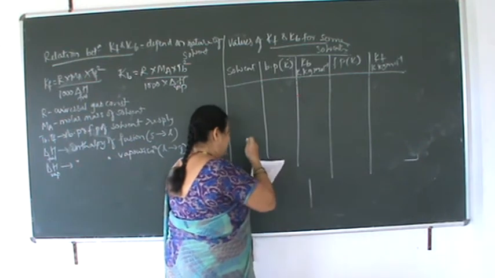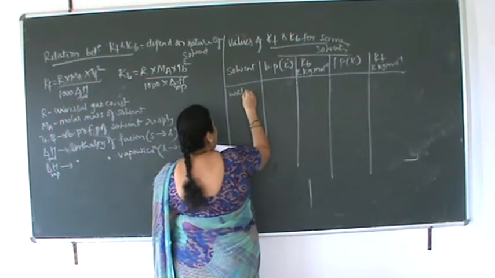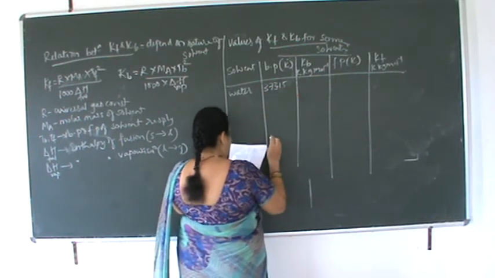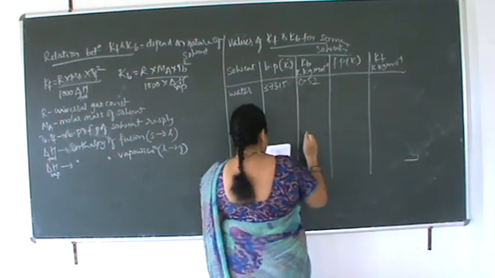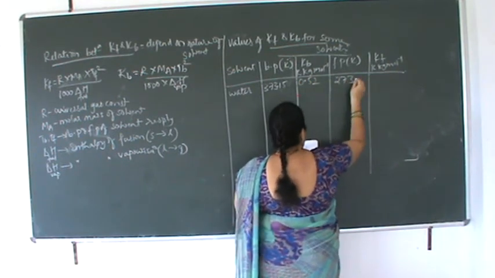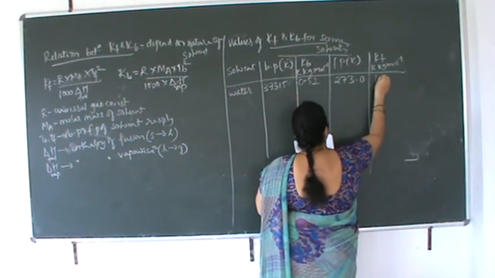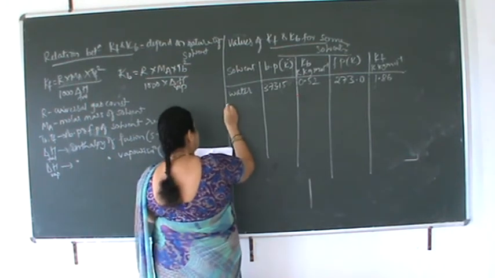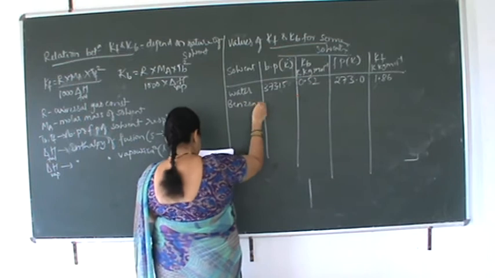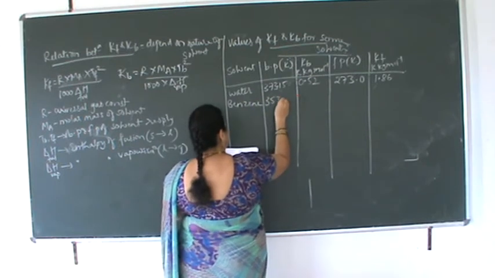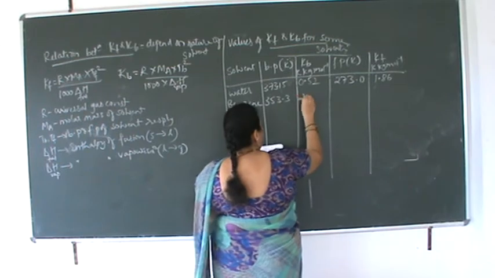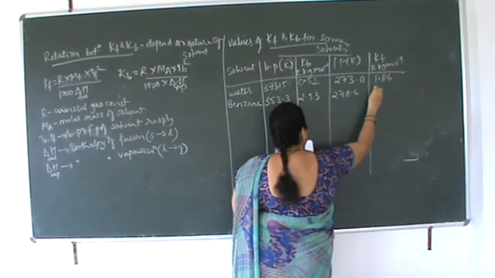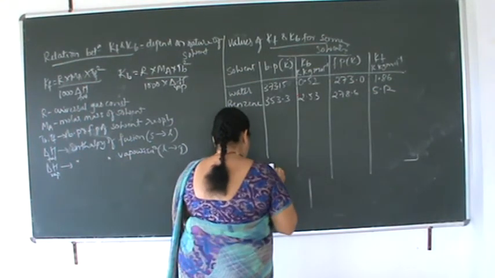Now the first solvent will be water. Boiling point is 373.15 and Kb is 0.52. Freezing point is 273.0 and the freezing point constant is 1.86. Then benzene: 353.3, 2.53, 278.6, 5.12.